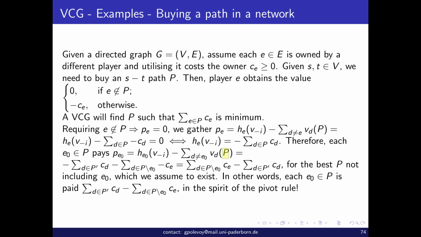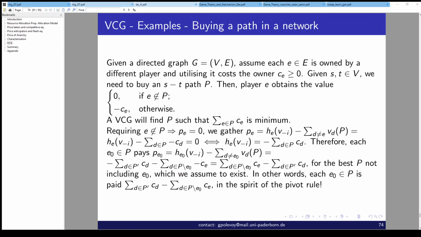So we have shown that the h_e of V minus i is the minus of the sum of the cost of the edges of a path, which is a best path, not including this edge. We assume it to exist. So we assume this connectivity.